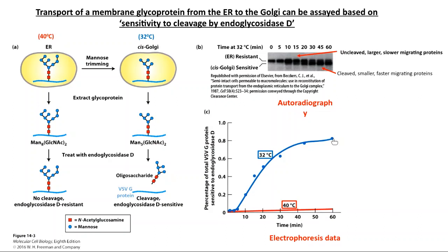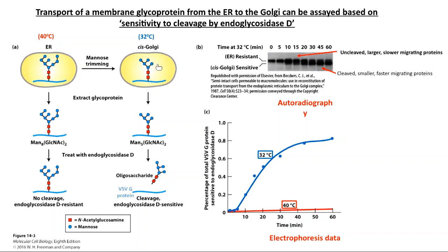So this particular experiment shows that membrane glycoprotein transport from the ER to the Golgi can be assayed based on sensitivity to cleavage by endoglycosidase D, only when the membrane glycoprotein is processed at the cis Golgi.